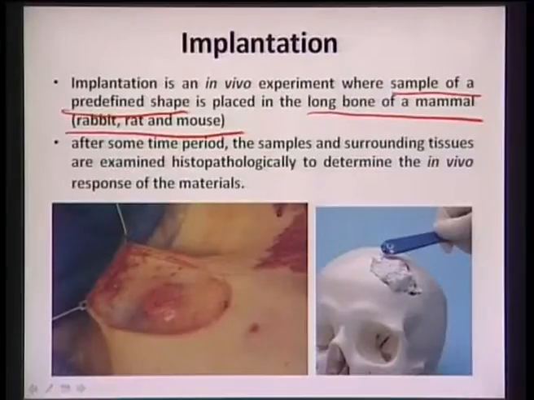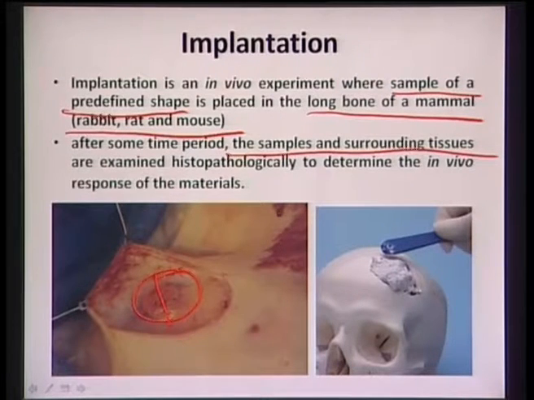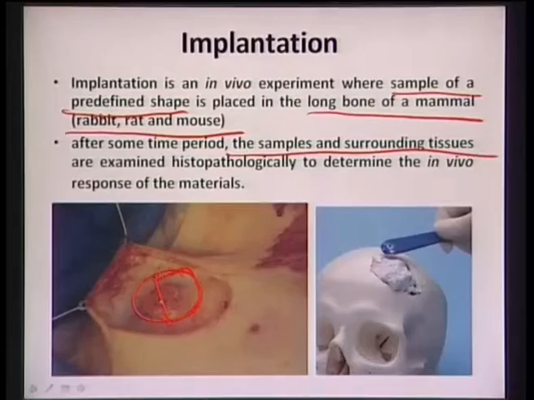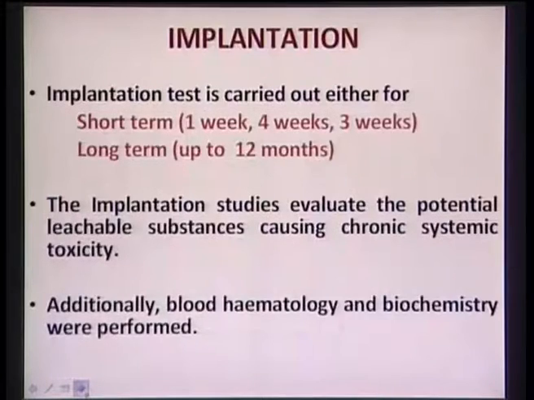Now, after some period, the samples and surrounding tissues are examined histopathologically to determine the in vivo response of the materials. What it means is that, suppose you implant the materials at a particular area, you take the cross section of the material along with the tissues, then you do the standard histopathological analysis just to see whether in the surrounding of the material there are cells or tissues that have formed very successfully after a certain period of time. Now, how this is done will be more clear in the next couple of slides.